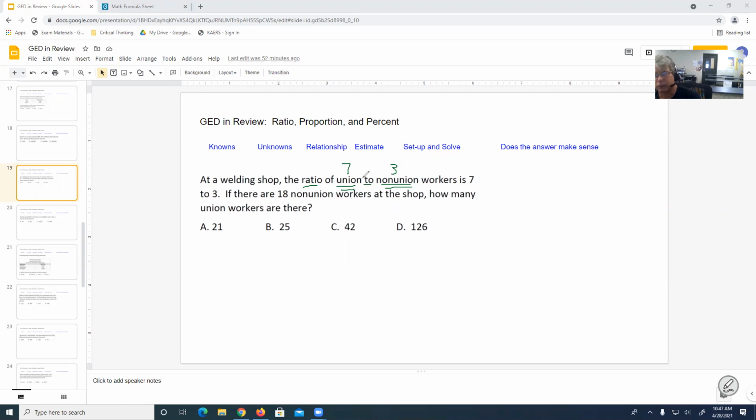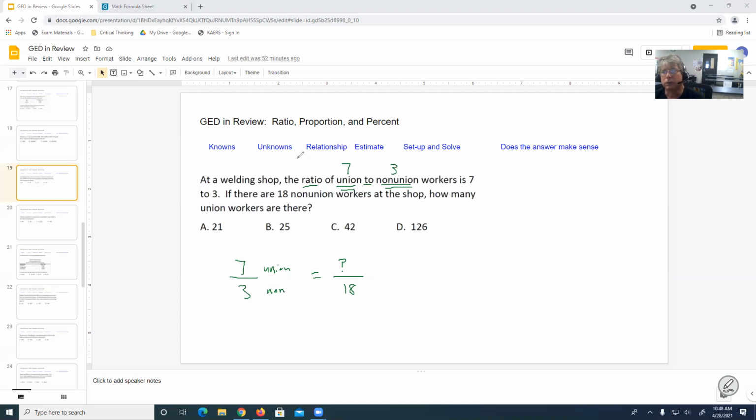And again, sometimes it's easier to see this if I write these ratios as fractions. So I have 7 union to 3 non-union. I'm just going to put NO in there. The problem is changing, though: they're going to change the ratio where there are now 18 non-union. So notice how that goes on the bottom. And what we don't know is how many union workers go with that. So that's the unknown.